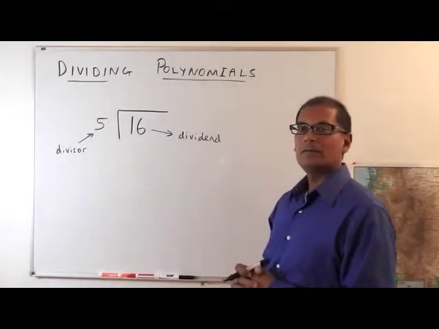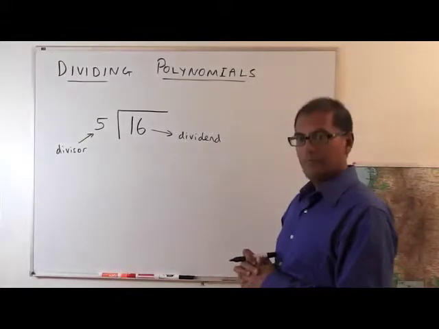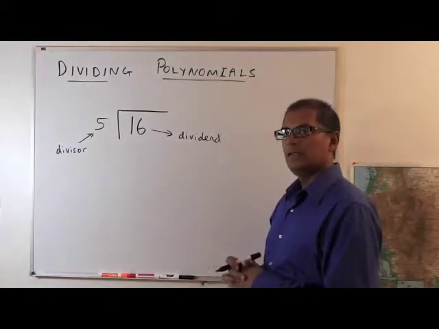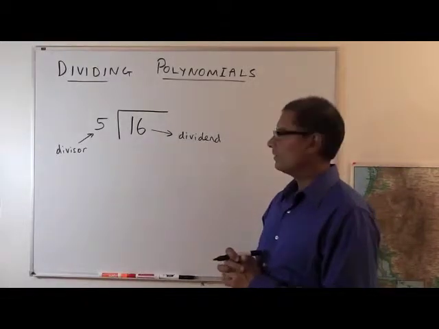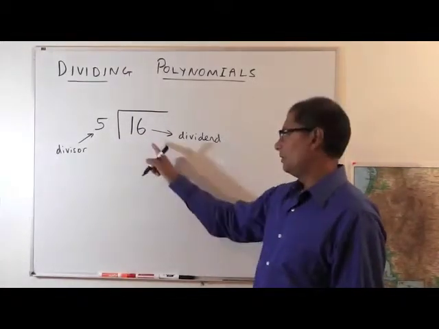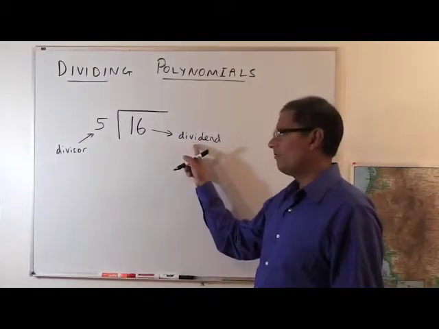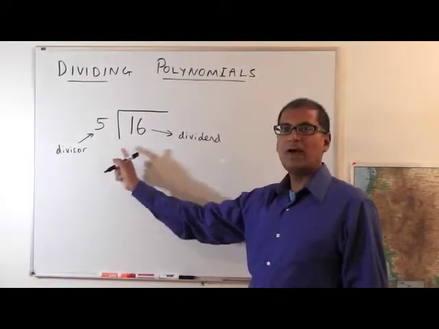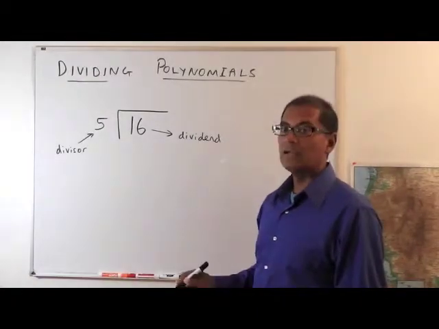Today we're going to talk about polynomial division, dividing polynomials. But before we get there, let's look at ordinary division with numbers. Let's suppose I want to divide 5 into 16. Well, 16, we call that the dividend. That's what you're dividing into. And 5 is what you're using to divide into 16. We call that the divisor.